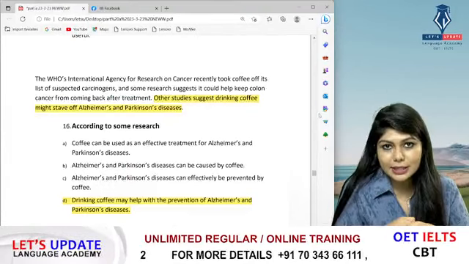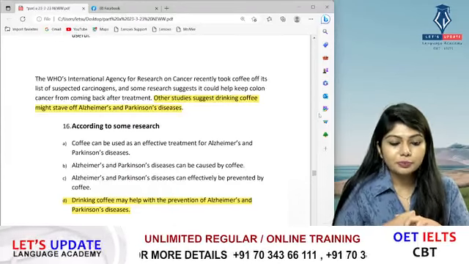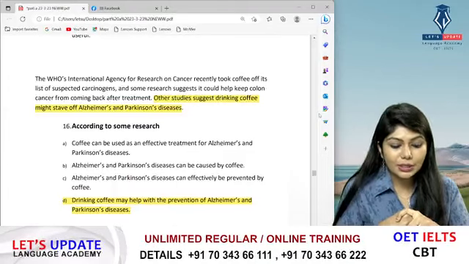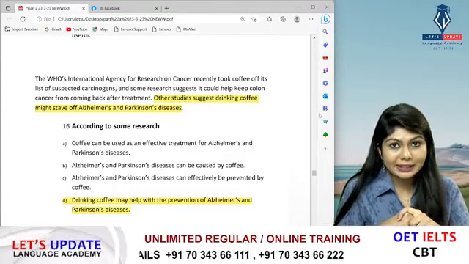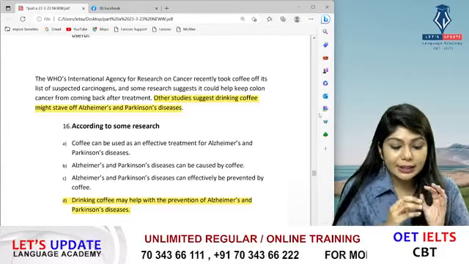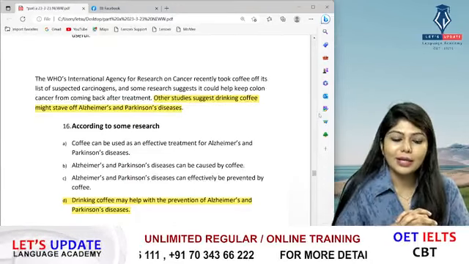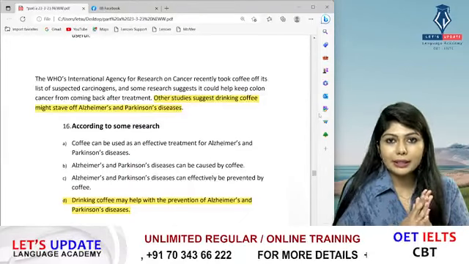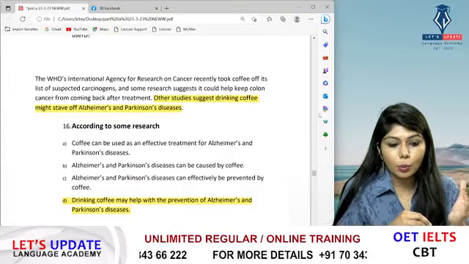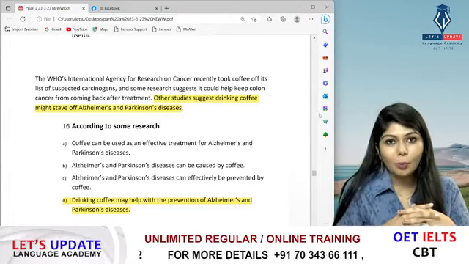Again, that's a confirmation statement, and what we have in the paragraph is just a probability. That is why we have chosen option D as the answer, because option D is a possibility again, or a probability again, as suggested in the paragraph: drinking coffee may help with the prevention of Alzheimer's and Parkinson's. So this is a very important thing that you need to note: whether a probability is suggested or confirmation is suggested, and what is suggested in the options. That is why your option is D.